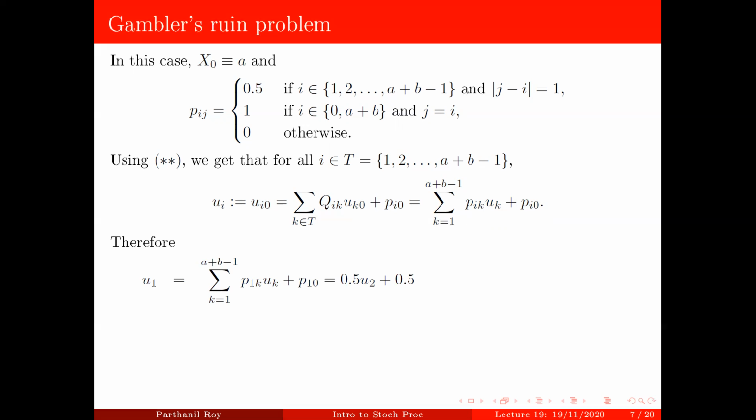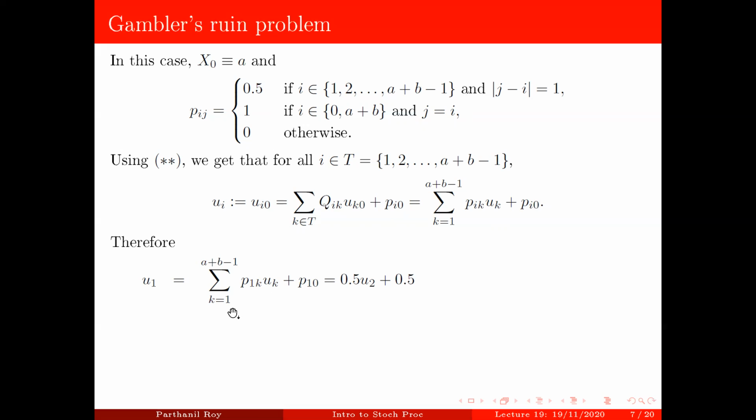So now let's try to put i equal to 1 here. If you put i equal to 1, you'll just get this quantity here. Now note that when i is 1, the only two transitions from 1 are from 1 to 2 with probability half, and from 1 to 0 with probability half. So P10 would be half, and P12 would be half.